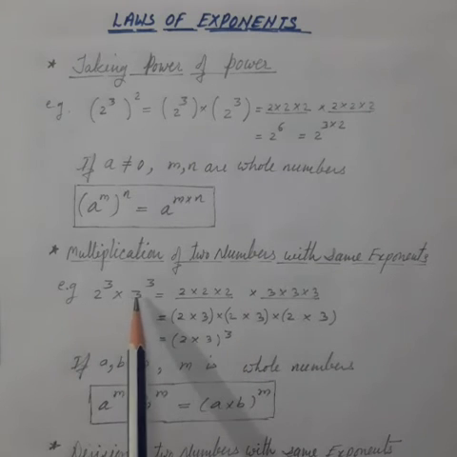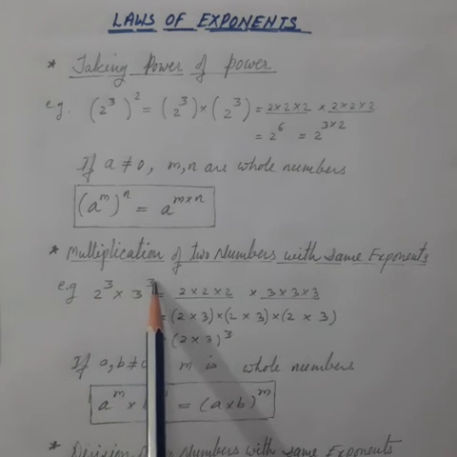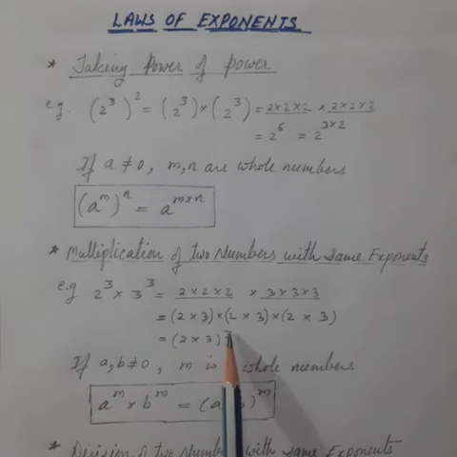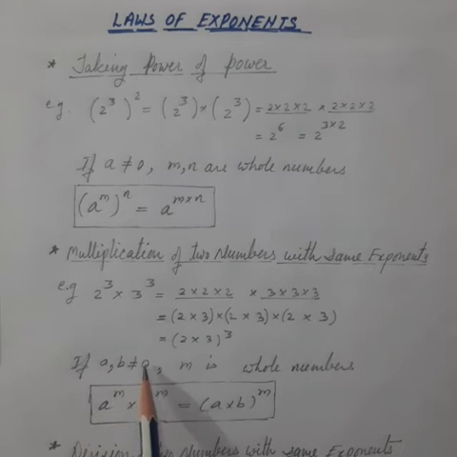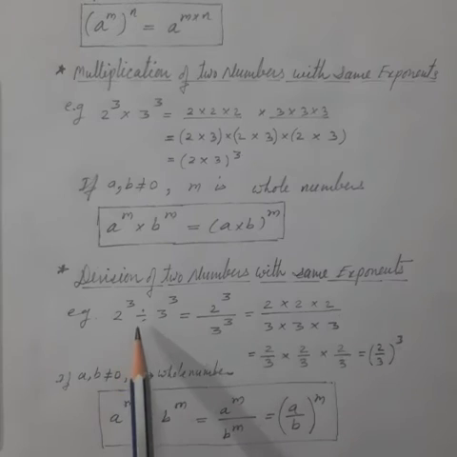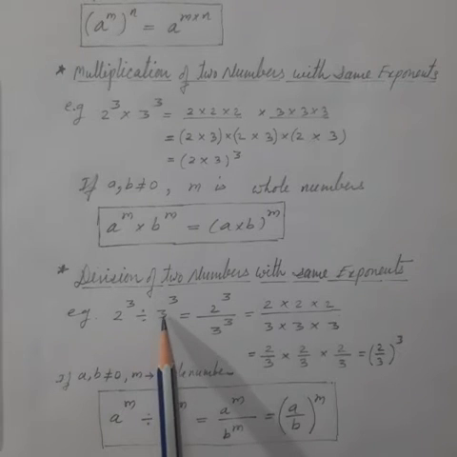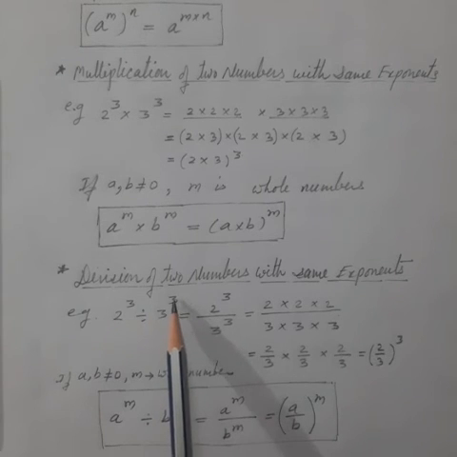So power is 3. 2 into 3, this multiplication is 3 times. Here the bases are different but powers are same. We can take the same powers common. So we get the rule. If a and b are different bases, non-zero integers, and m is the same power, we can take the power common. Division of two numbers with different bases but powers same.